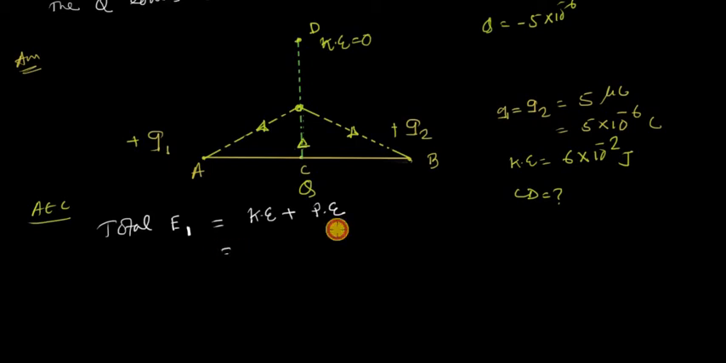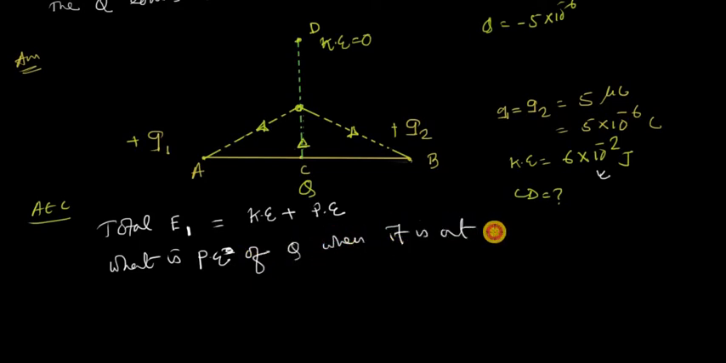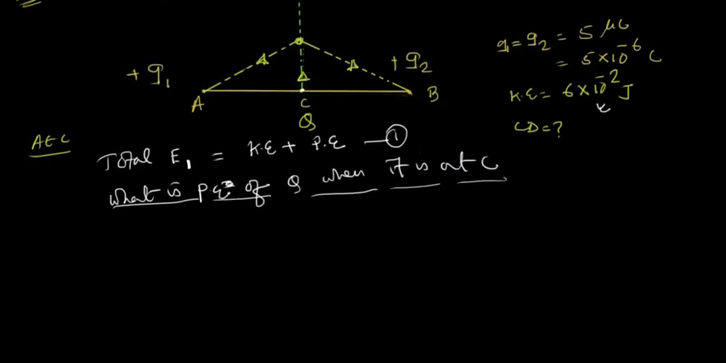Now kinetic energy is given. Now what is the potential energy of the charge Q at point C? This is our question number 1. Let's find out this value. What is the potential energy of Q when it is at C? When the capital Q is at C, let's find out this potential energy.